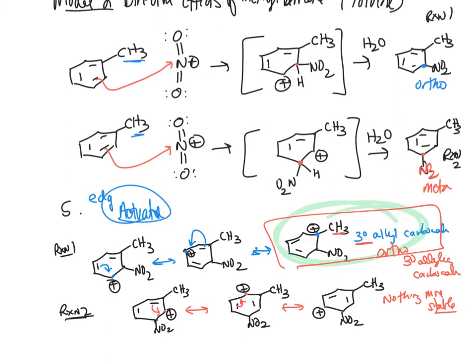8. Draw the three resonance forms of the cationic intermediate, the sigma complex, that forms when nitronium adds to the para position. Let's do number 8.